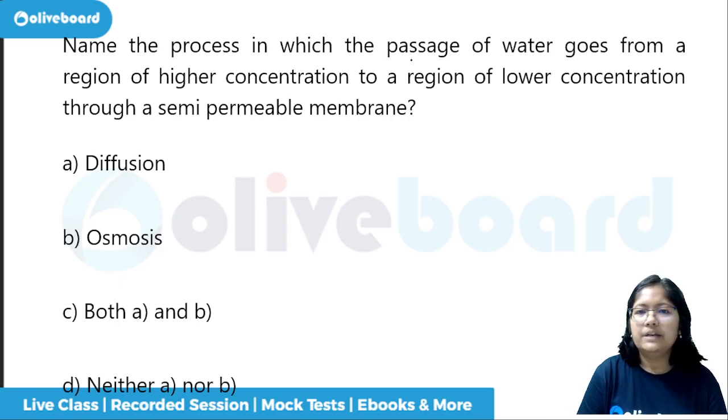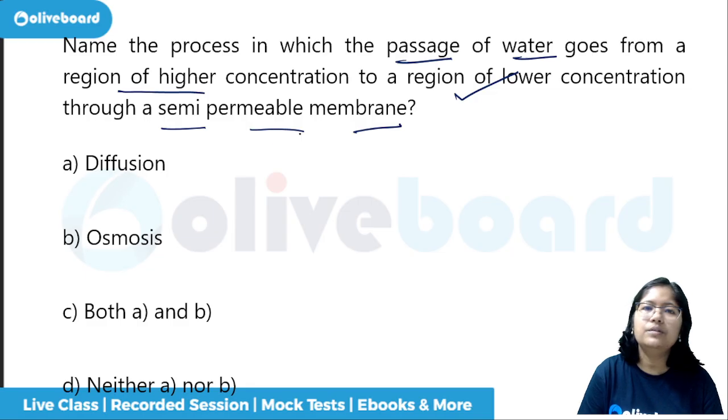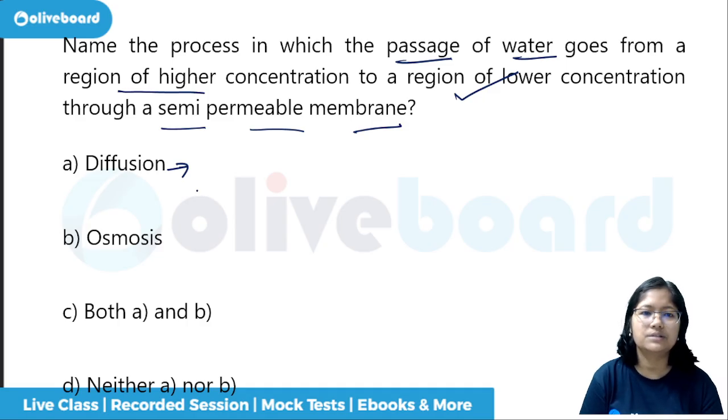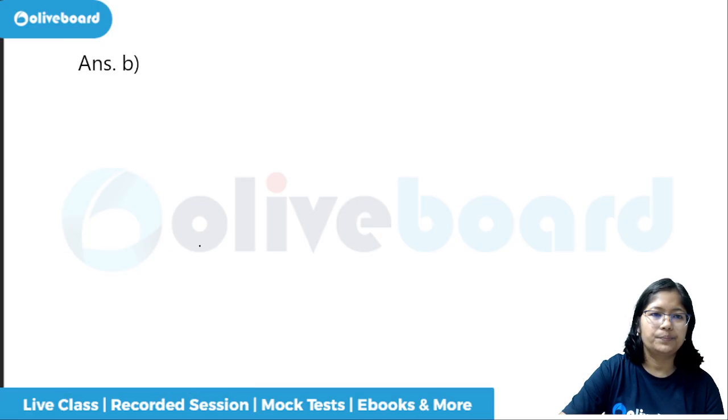Name the process in which the passage of water goes from a region of higher concentration to a region of lower concentration through a semi-permeable membrane. You remember when we were doing diffusion, it is also going from higher concentration to lower concentration, but it was mostly in terms of gas. We are using the term diffusion. Osmosis, we are using for water, that it goes from higher concentration to lower concentration. So here the answer will be osmosis.